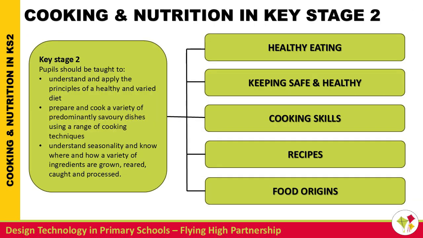We can break down the national curriculum for cooking and nutrition into 5 main areas. This is what we might call the core knowledge, and that is healthy eating, keeping safe and healthy when working with food, knowing and applying a range of cooking skills, knowing how to follow and write simple recipes, and food origins, knowing where food comes from. These will have been introduced in Key Stage 1, and learning in Key Stage 2 extends, consolidates and deepens children's knowledge and understanding in these 5 areas.